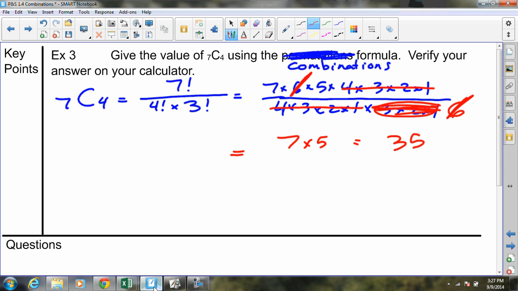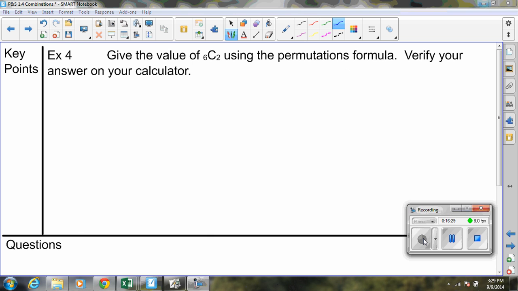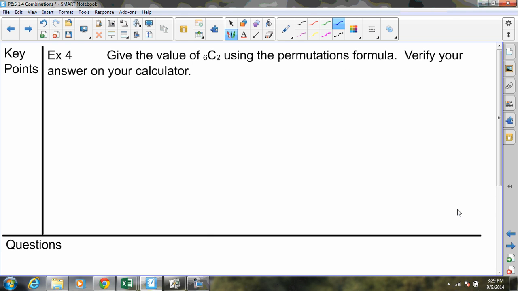Just keep in mind that if it says use the formula, if you don't show the work, the natural assumption is you use the calculator, and that's not the intent behind the problem. Similar example, 6 choose 2. You should pause the video, try doing it by hand first.